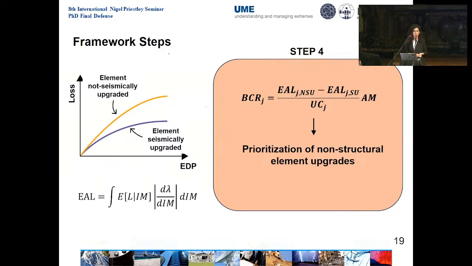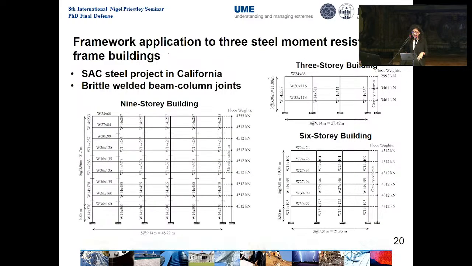So finally, in step 4, we estimate the expected annual loss variation due to each non-structural upgrade. And we can do that by using the Ramirez-Miranda approach and the loss EDP function that we have calculated for each component. Then we input this expected annual loss variation in the benefit-cost ratio equation, and we obtain for each upgrade a benefit-cost ratio, which is the parameter that we are going to use to perform the prioritization.